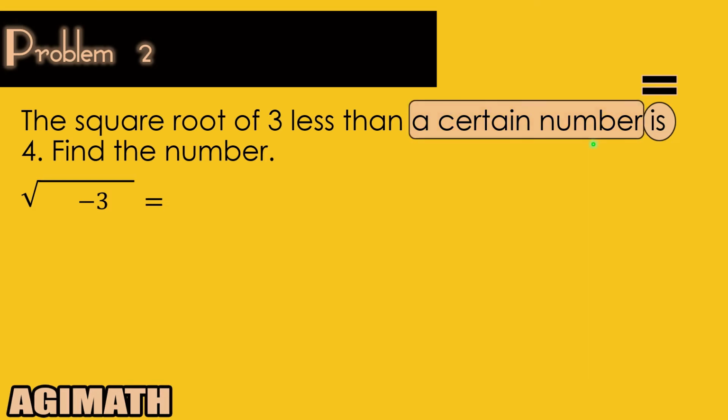The problem with this is we don't know what that number is, and in algebra, if we don't know something, we represent it with a variable. So for example, n. We use n. Now the square root of n minus 3 is, so we have the equal sign, and then what? That is equal to 4. Okay. So the square root of n minus 3 is equal to 4.